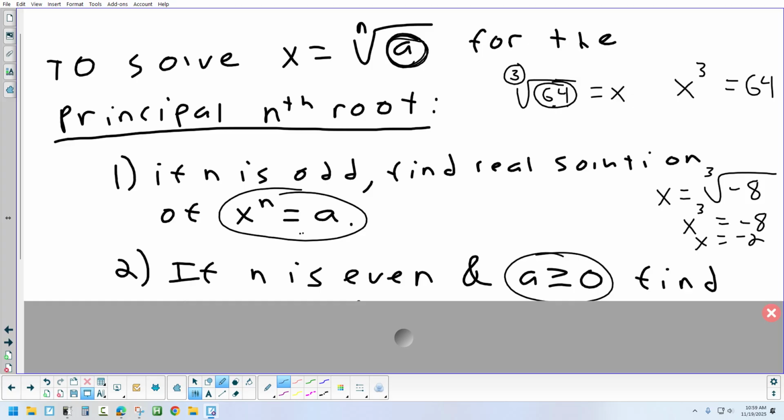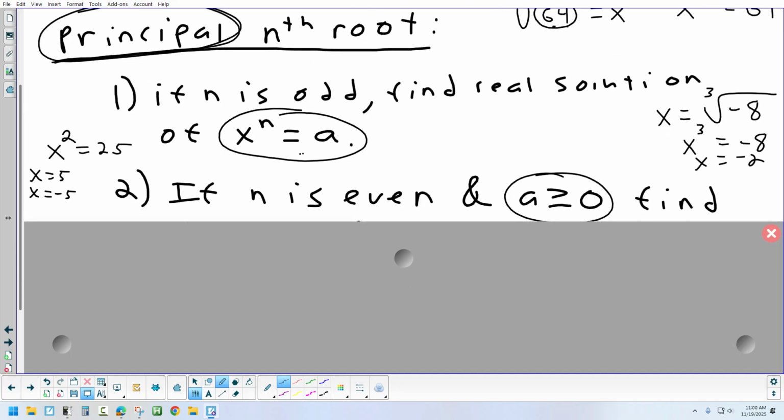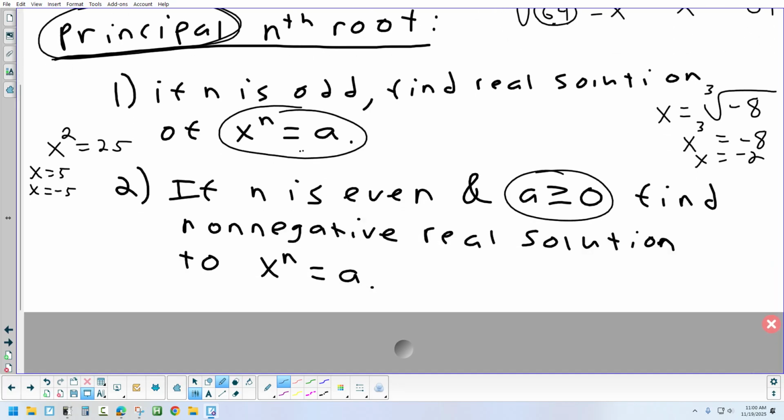Now, the second thing is if you were trying to find a number that you could raise to the second power and get 25. What number can you raise to the second power and get 25? 5. Or -5. But when they specifically ask you for what's called the principal root, we're only going to want one answer. Which answer do you think we would want? 5. Yeah.